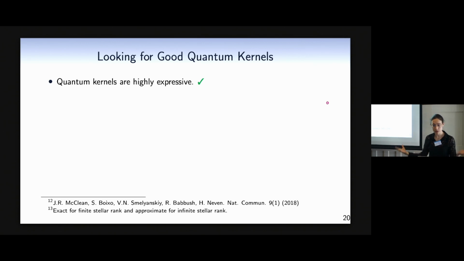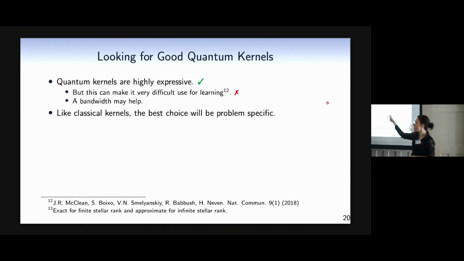So let's look, what do we want? Quantum kernels are highly expressive, as I mentioned, but that can make learning very difficult. Again, you're going to have a huge function space to explore. A bandwidth may help that by reducing the amount of space you're looking at. Again, like classical kernels, the best choice of kernel is going to be problem specific. You're probably going to want to look for underlying structure within your data to exploit.